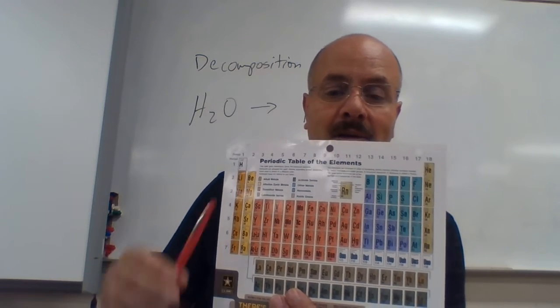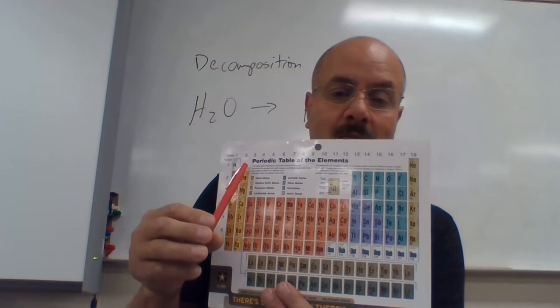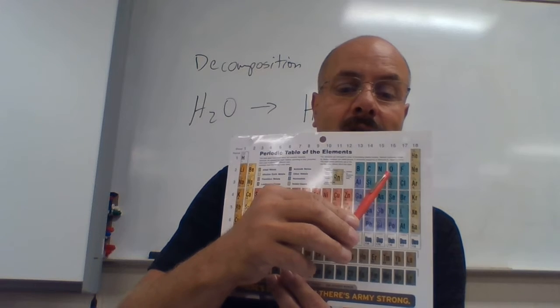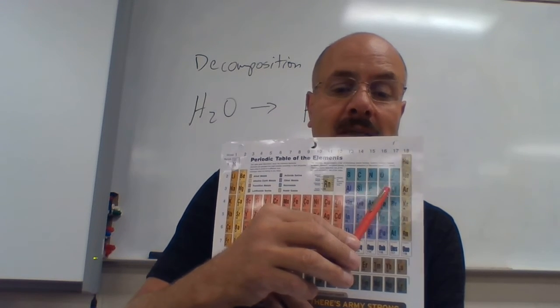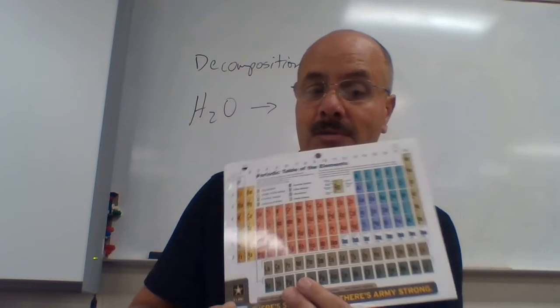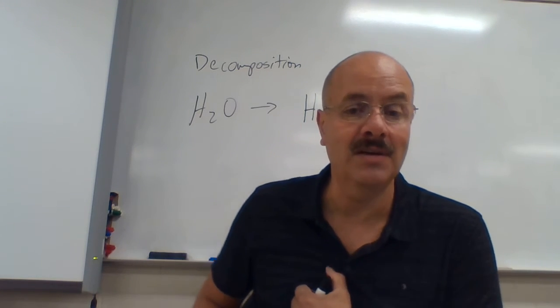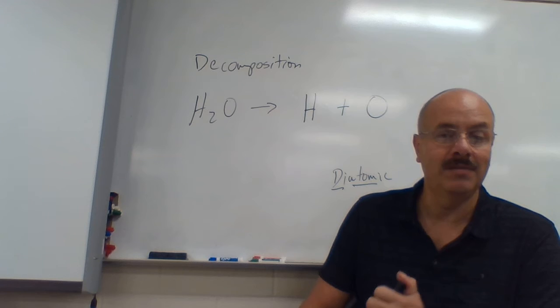What does it mean to be diatomic? Is when they are all by themselves, they won't be just H. It's going to be H2, it's going to be N2, it's going to be O2, F2, Cl2, Br2, and I2. Now again, that's only when they're by themselves. The way in which I always like to describe this is they are very, very lonely.